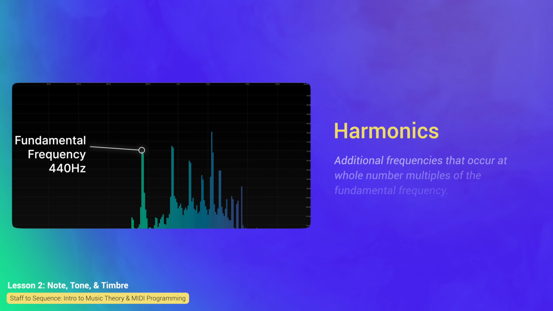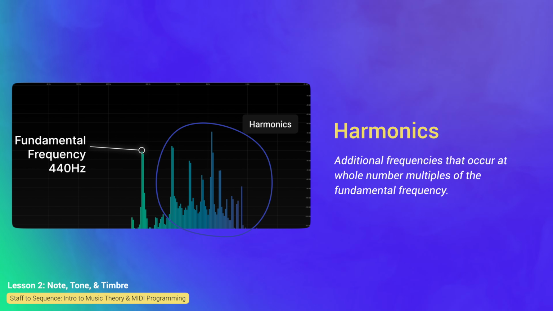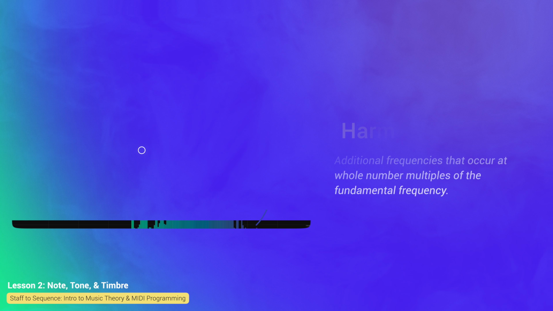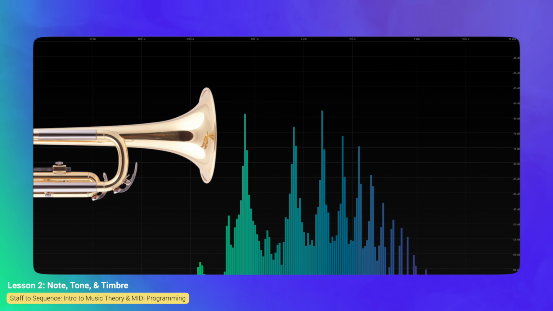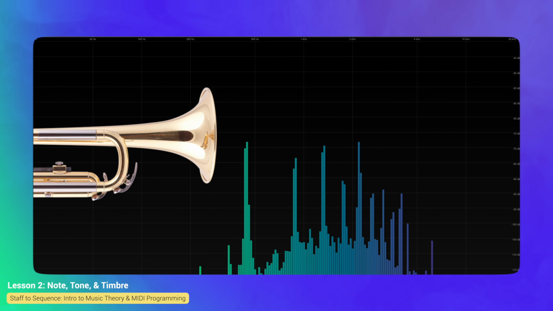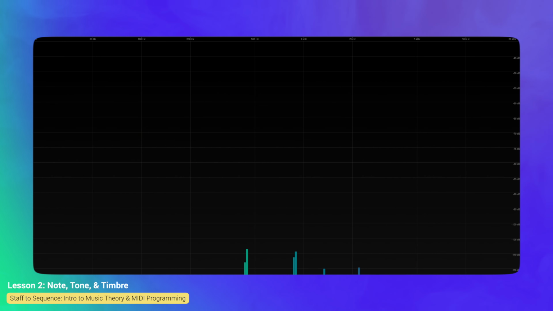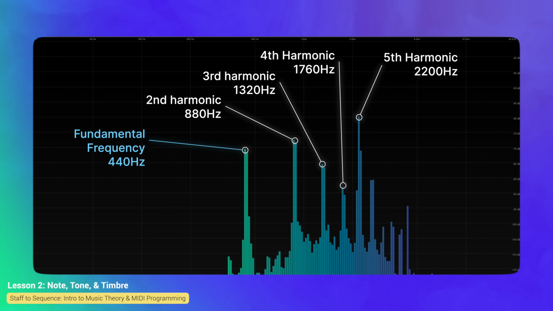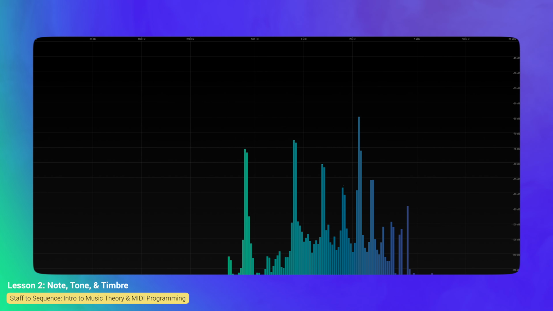Instruments like the trumpet sound different from a sine wave because they produce harmonics, additional frequencies that occur at whole number multiples of the fundamental frequency, the bass pitch that you hear. These harmonics combine with the fundamental frequency to create the instrument's unique timbre. The specific blend and intensity of harmonics are what gives each instrument its distinct sound.